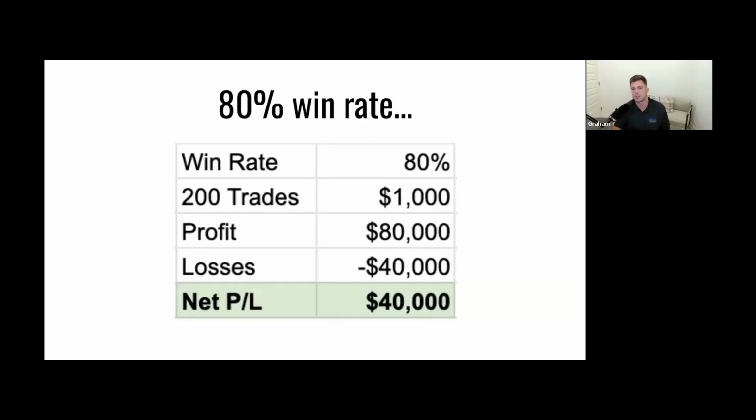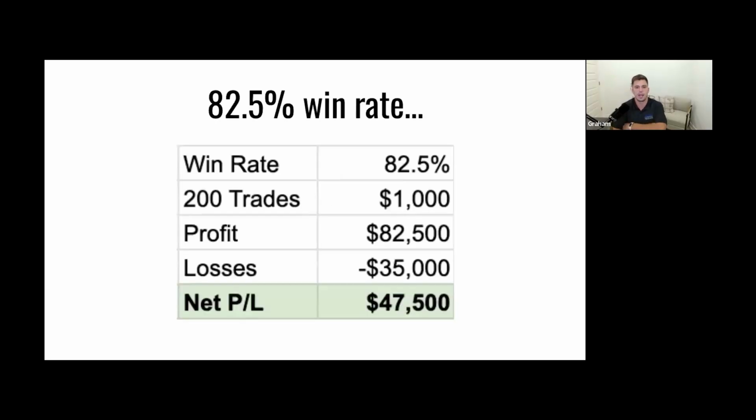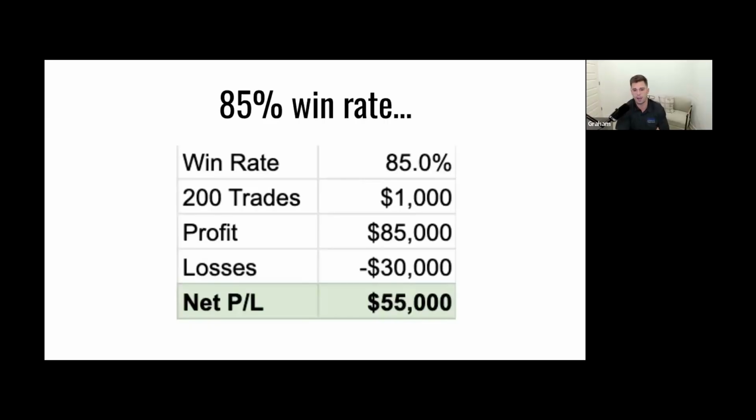What if we fall to an 80% win rate? $1,000, no compounding, pays out 40 grand at the end of the year. To me, this is crazy. 82.5% win rate, 47 grand, 85% win rate, 55 grand.